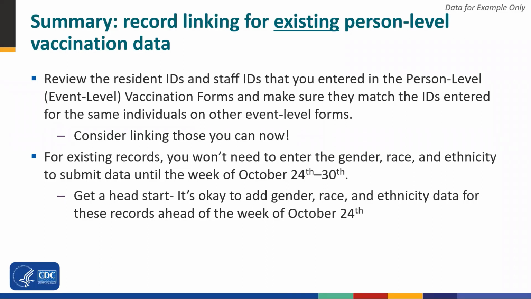But it's a good idea to get a head start and start entering gender, race, and ethnicity when you are able to do so, to get ahead of the week of October 24th. And just a reminder again, if you can't obtain that information, you can enter unknown. So our hope is that this sort of soft rollout gives you about a month to go through and link and update those existing records rather than having to do it all at once. We know you are incredibly busy, so we want to give you time to link those records.